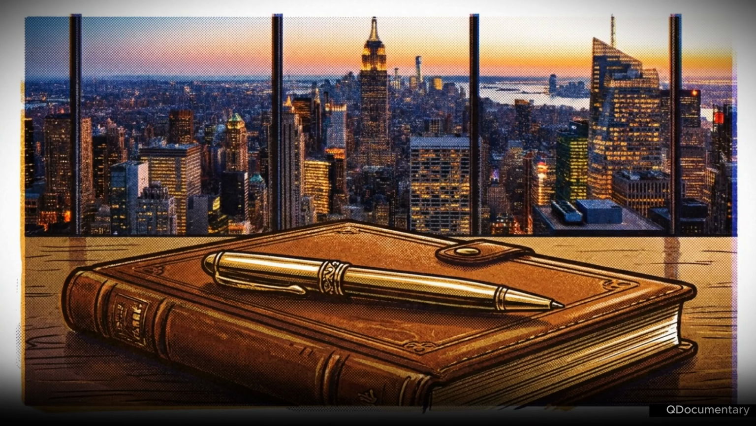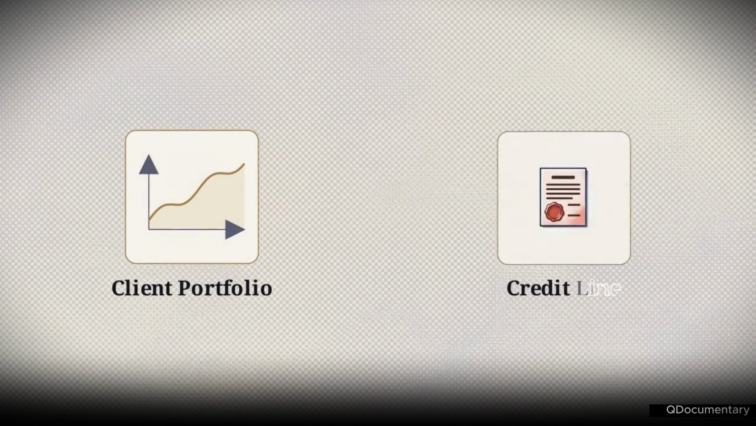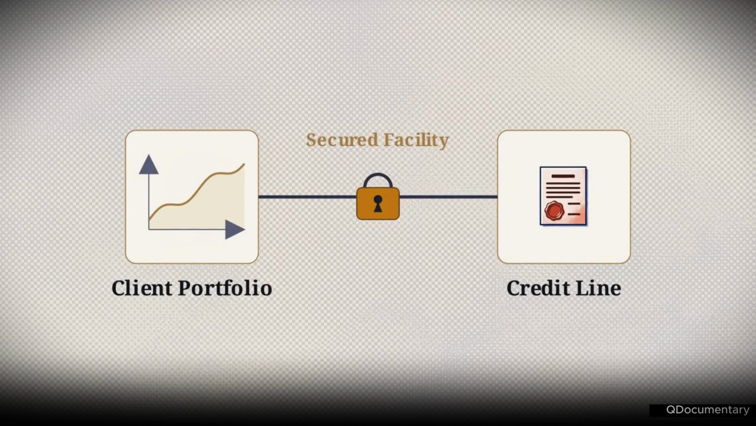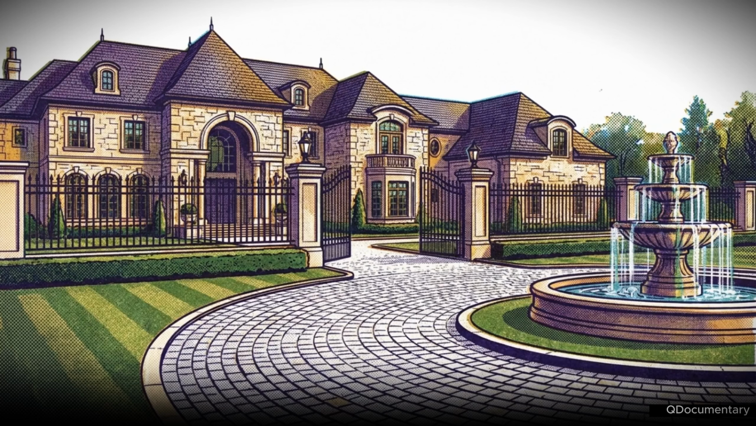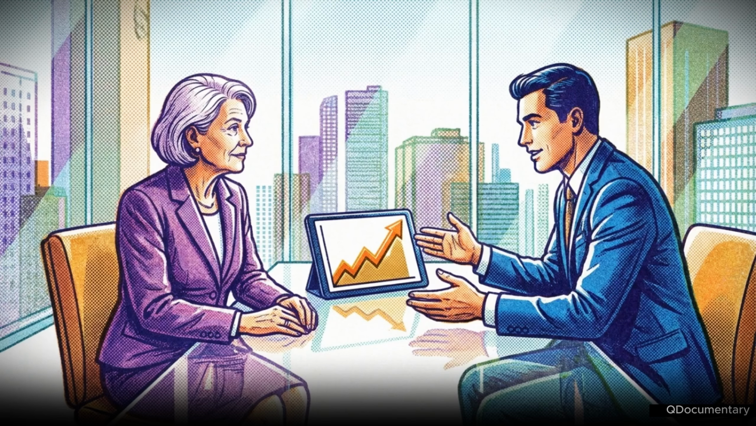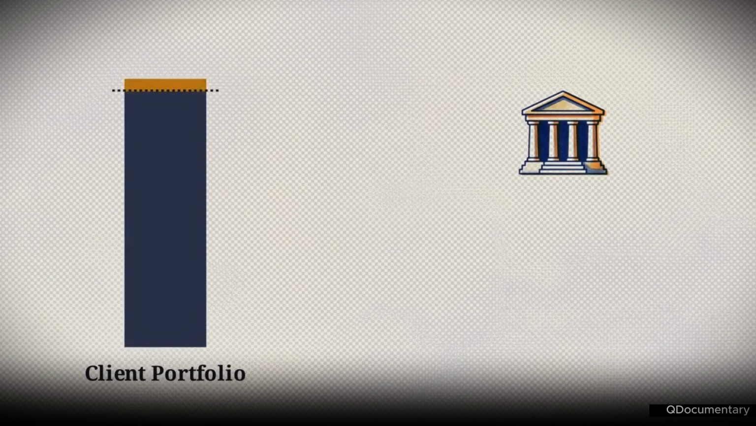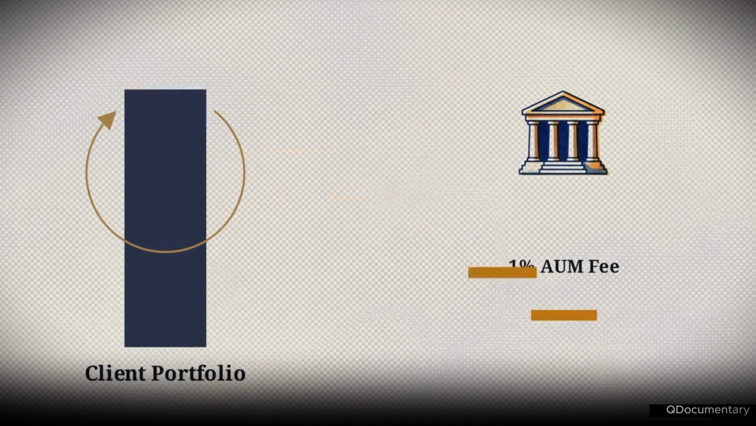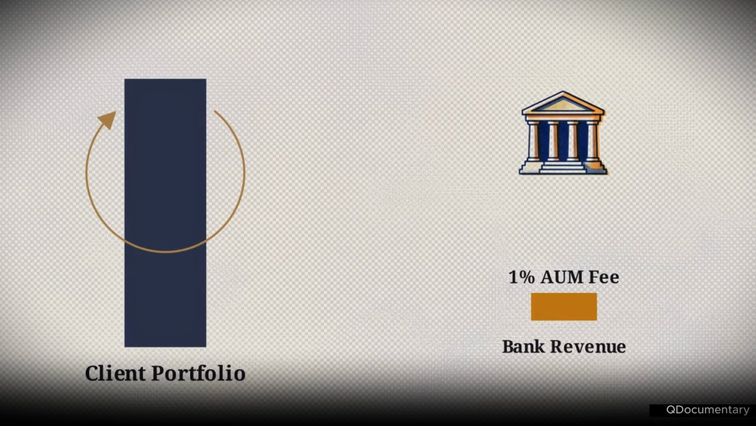We see similar misaligned incentives in private wealth management, specifically regarding AUM fees and Lombard lending. A Lombard loan is a credit facility secured directly against a client's own investment portfolio. If a wealthy client wants to buy a massive estate, their private bank will encourage them to take out a Lombard loan rather than selling off their stock to pay in cash. This guarantees the bank gets to keep managing the client's original portfolio, keeping their lucrative AUM fees high.